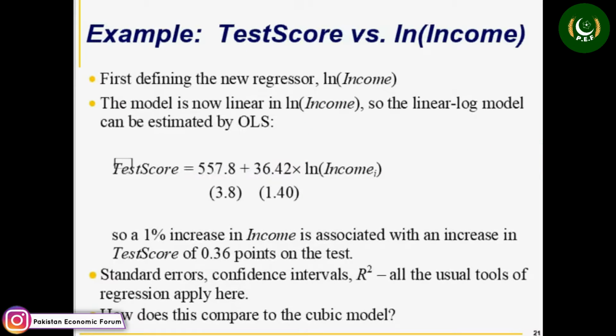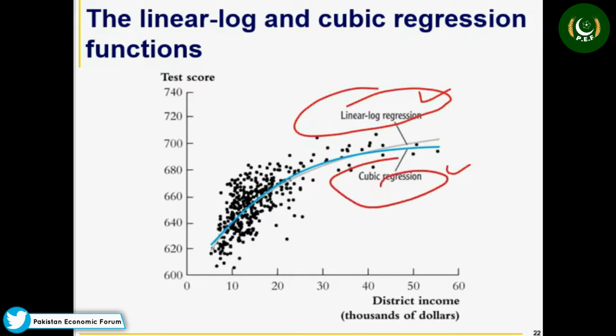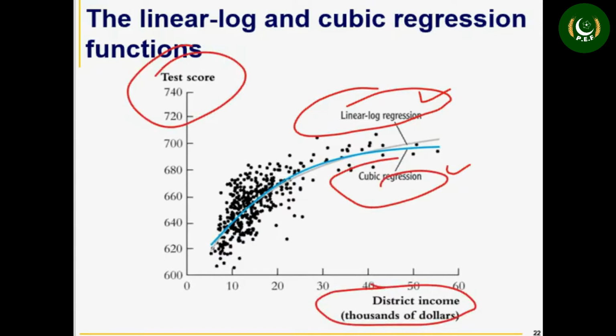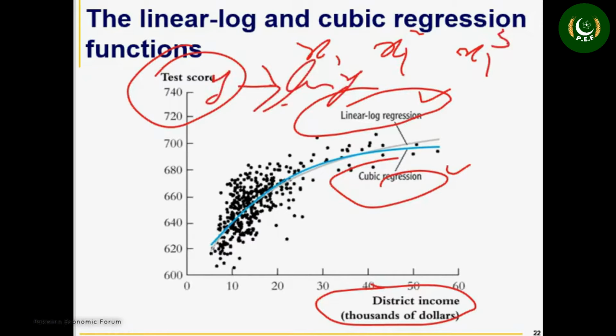For example, we take log of income. It means that if income changes by 1%, there will be an increase in test score of 0.642 units. R square and the standard error have the standard interpretation. Here you have linear-log and cubic. You see how close an approximation linear-log is to cubic when you have district income and test score. By taking log, you have reduced a third degree polynomial, x1 squared and x1 cubed, to just taking log of x and regressing y on log of x. It's simple to interpret, and secondly it consumes fewer degrees of freedom.